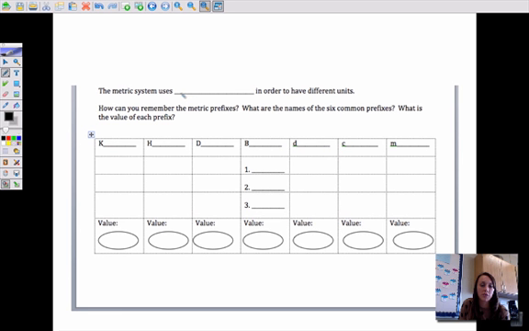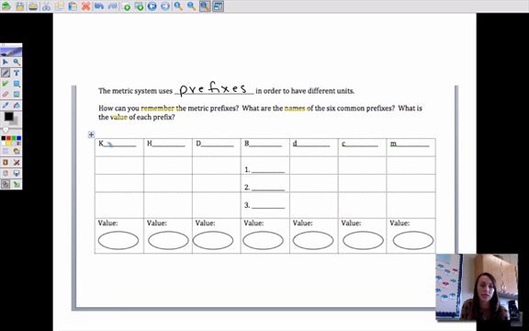Now, the metric system uses prefixes in order to have different units. So, how can you remember the metric prefixes? What are the names of the 6 common prefixes, and what is the value? These are things that we're going to learn and use frequently, so it's a really good idea to make sure we really know this before the end of the unit.